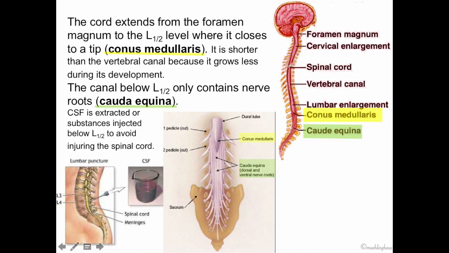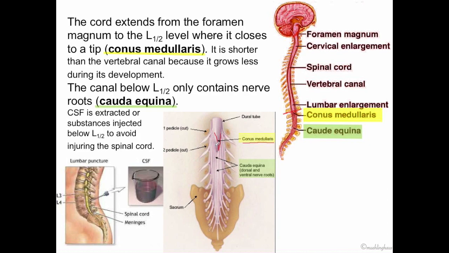The cord goes from around here-ish, more or less foramen magnum time or place, all the way down to about L1 or L2, where it forms this tip. See this tip right here? That tip's known as the conus medullaris. It's a cone sort of thing.